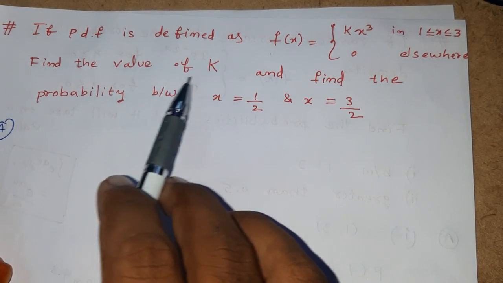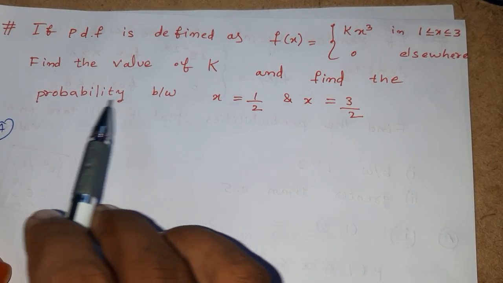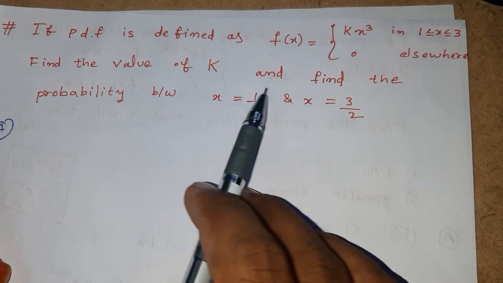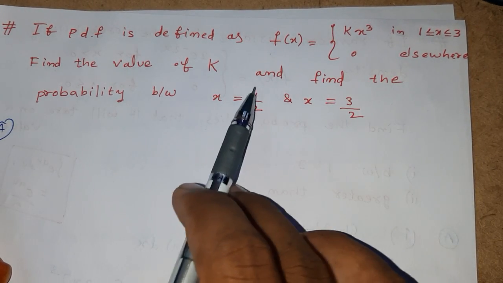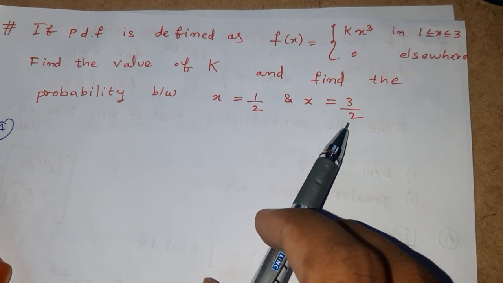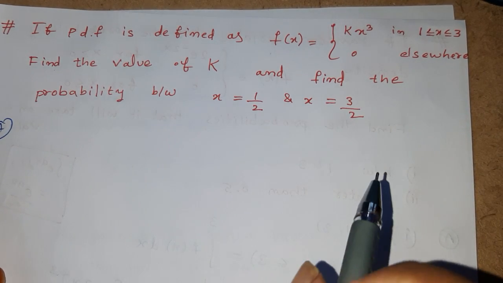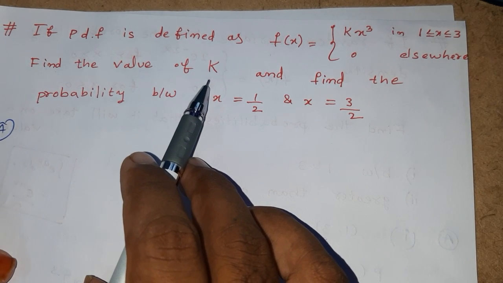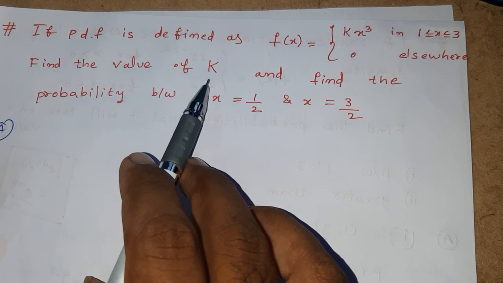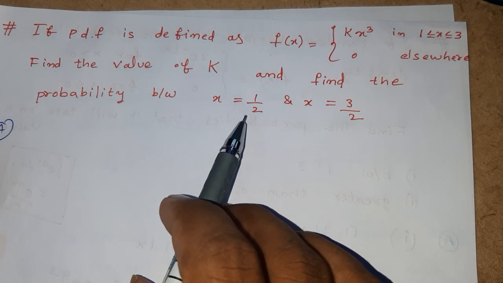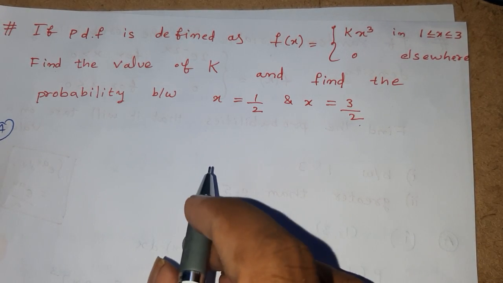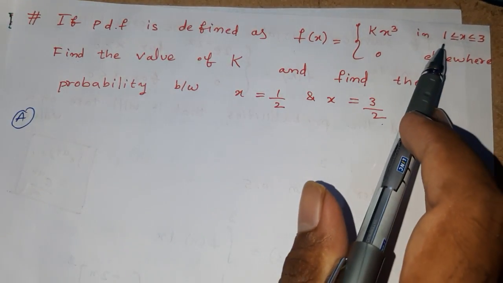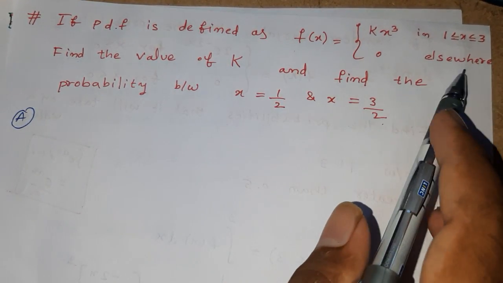Now find the value of capital K and find the probability between x is equal to 1 by 2 and x is equal to 3 by 2. Within this interval, 1 by 2 to 3 by 2, we have to find the probability. Okay, now first we must find the value of capital K, then we will find the probability in between 1 by 2 and 3 by 2. Now f of x is defined as kx cube within the limits 1 to 3, 0 elsewhere.